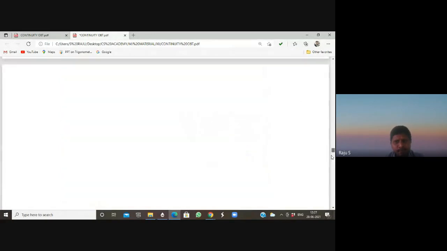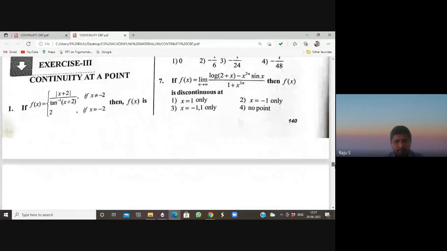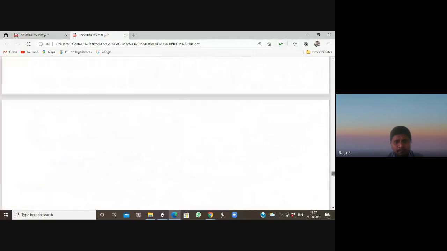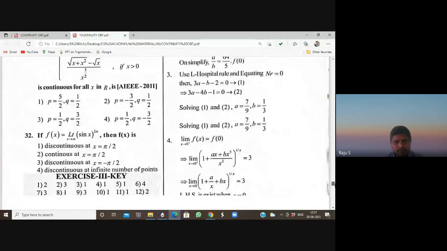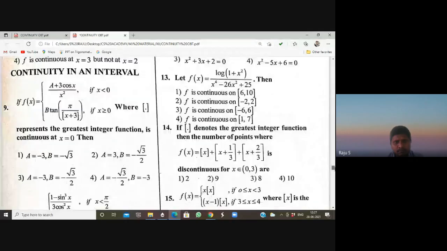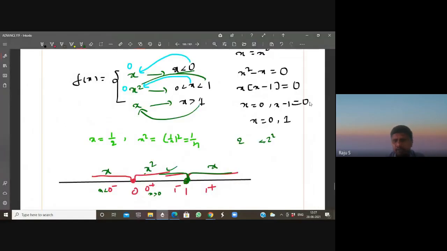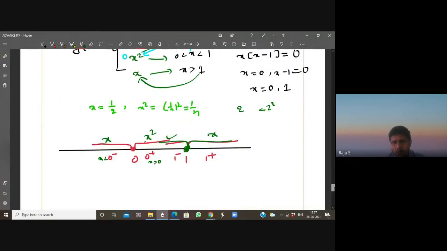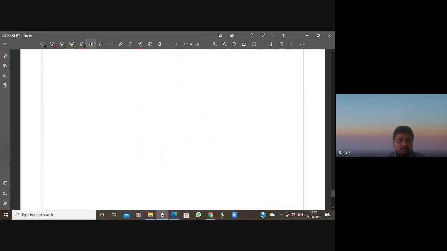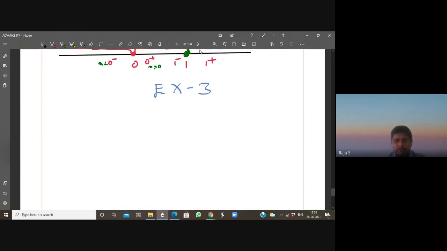Yes. Now let's go for level 3. Right. The function f of x they have given is the first question. It's better to take a new page.